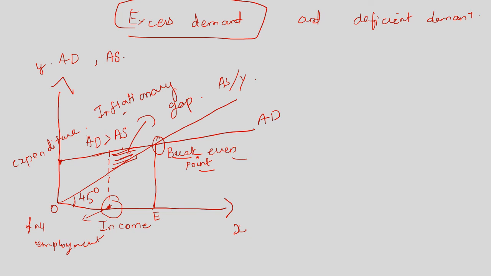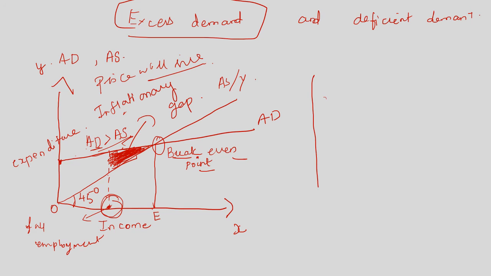When aggregate demand exceeds aggregate supply at the full employment level, it is called excess demand, and this gap is called the inflationary gap. Here the price will rise. So this is called excess demand. Same thing I will tell you for deficient demand.